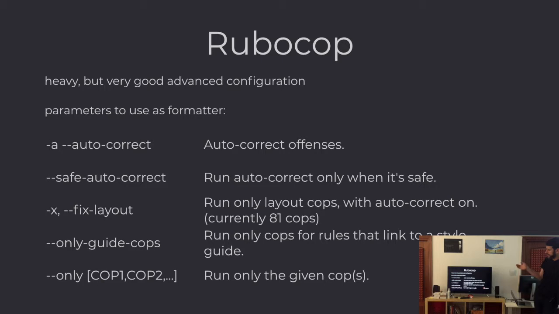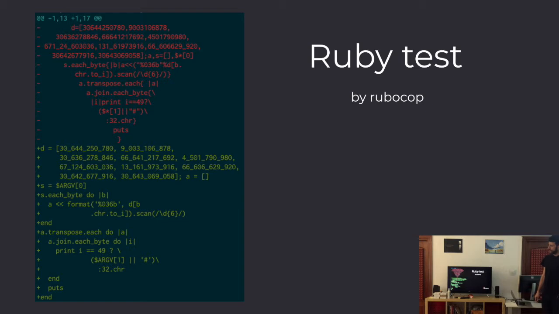We can use just the -x parameter to fix the layout only, and we can also enforce only some cops to be faster, to use Rubocop faster as a formatter. This is the basic test which I ran for every formatter which has updates currently. So we see that Rubocop is enforcing the max. It's not enforcing max, but perceives the table structure.